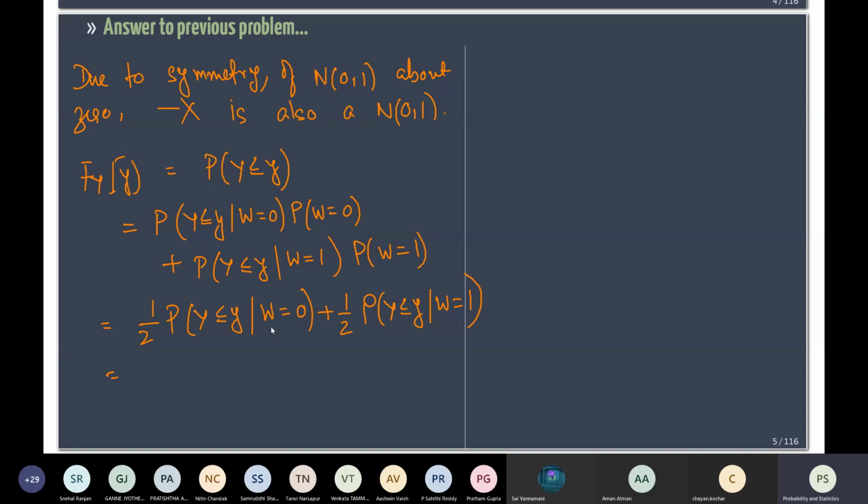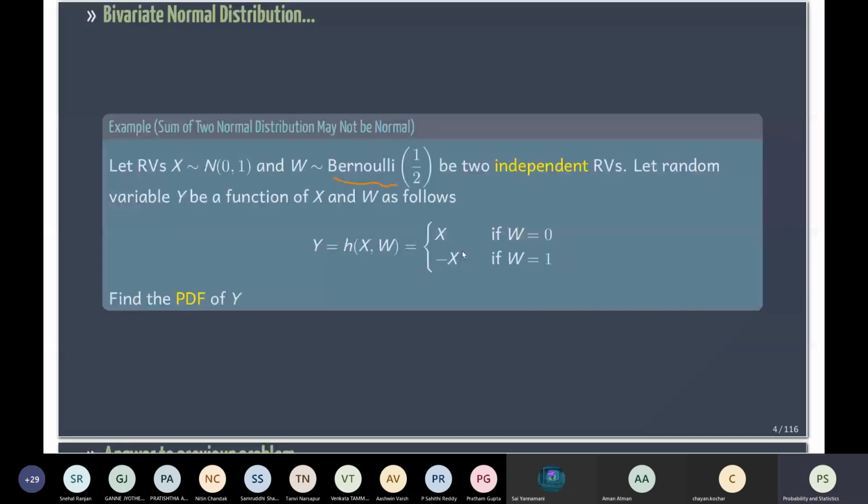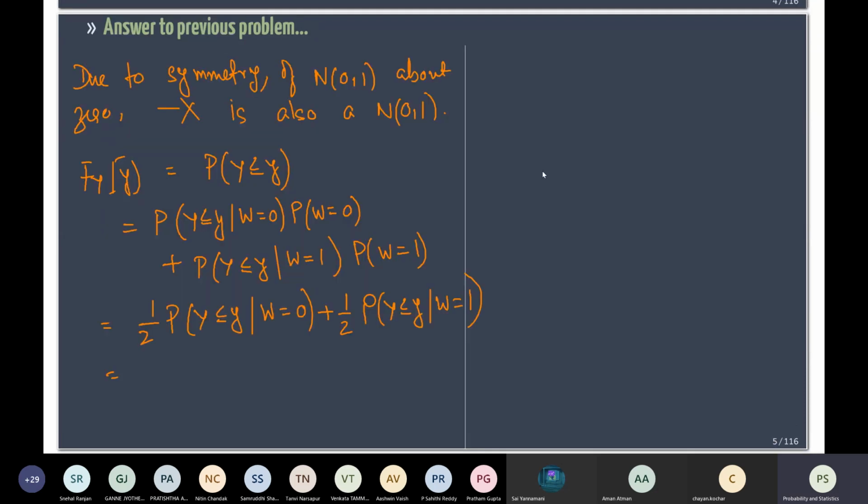Okay, and X and W, are they independent? Yes, they are independent, right? So these two things made me use the total. So even independence is there, so the conditionals will get simplified. So half, and so there is no dependence on W, so this will go away and this will go away. So this is just probability that Y less than equal to Y plus half probability that Y less than equal to Y.